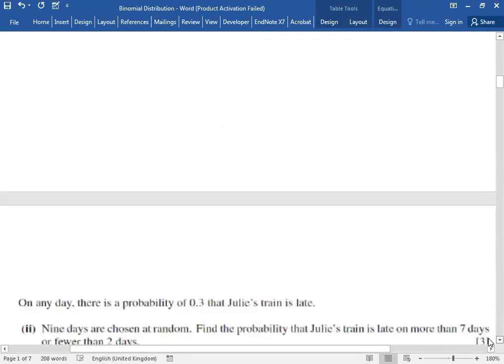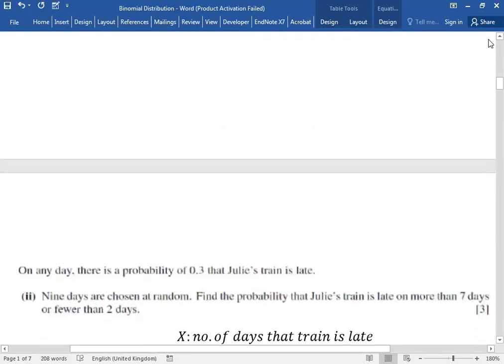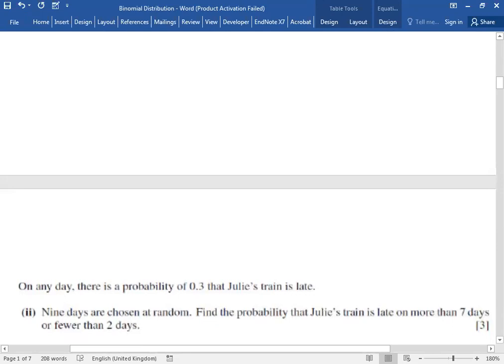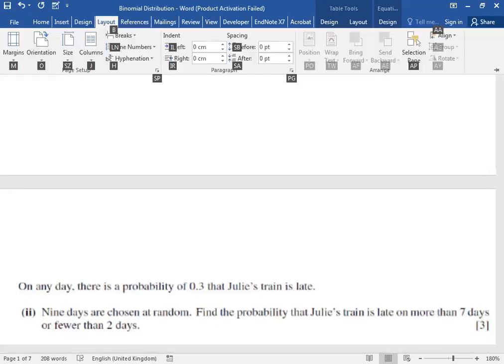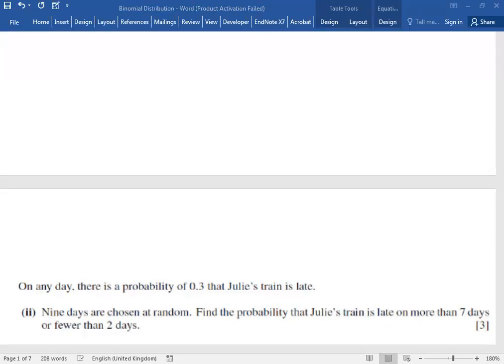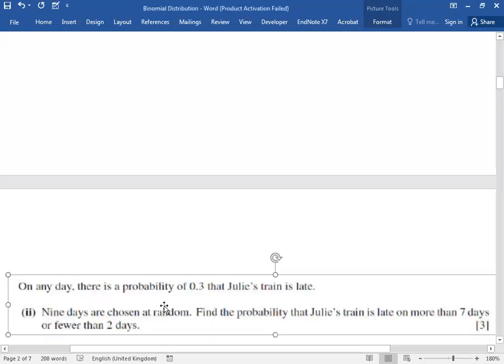Now let's have a look at another question. Comprehension is a very vital part of statistics. On any day, there is a probability of 0.3 that Julie's train is late. 9 days are chosen at random. Find the probability that Julie's train is late on more than 7 days or fewer than 2 days.